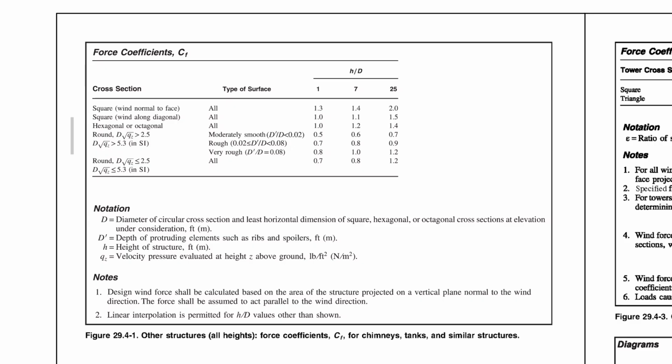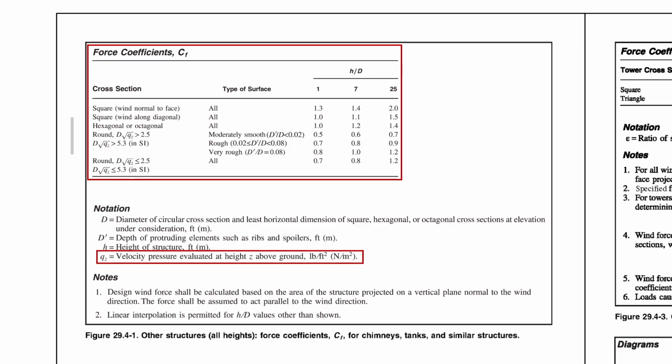Looking more closely at Figure 29.4-1, we can see that the force coefficient C sub f depends on the ratio of the height of the structure to its diameter, or h over d, as well as the type of the cross-section and the surface condition of the structure. Note that there is a comparison of d times the square root of q sub z to the constant 2.5 in the cross-section definition. Another thing that is important to note is that the velocity pressure q sub z in this case is evaluated at different elevations z over the height of the structure.